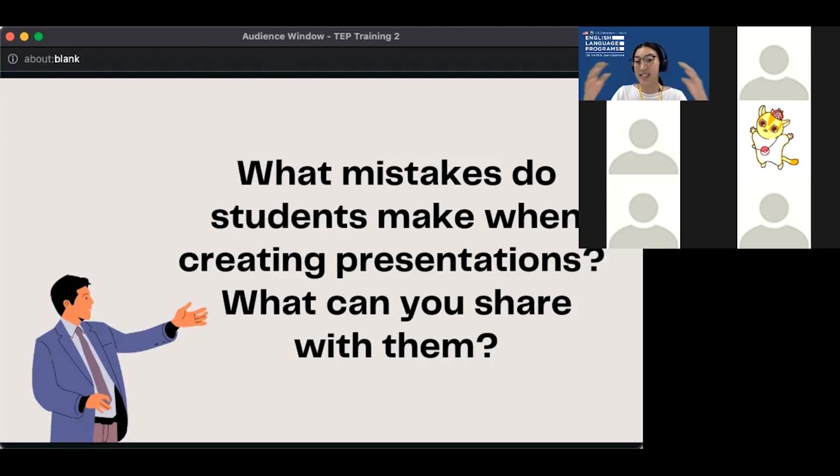And remember, this applies to not just PowerPoint or Google presentations. This can apply to all different presentations.